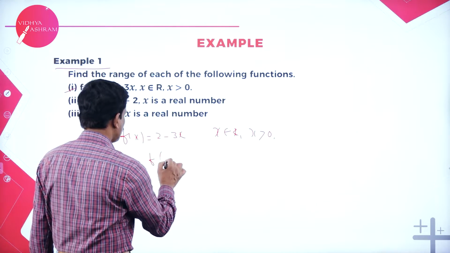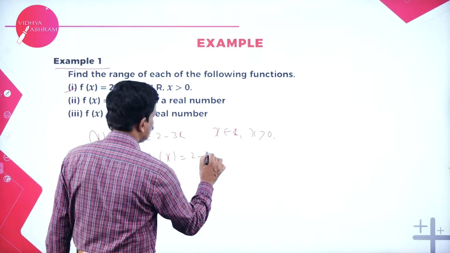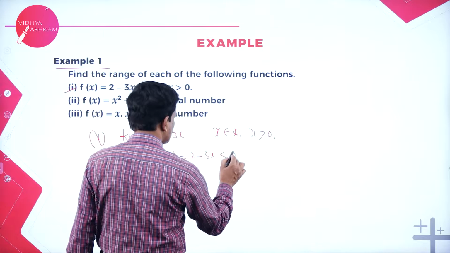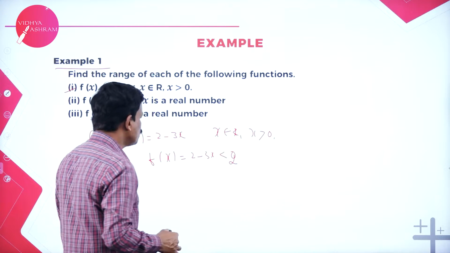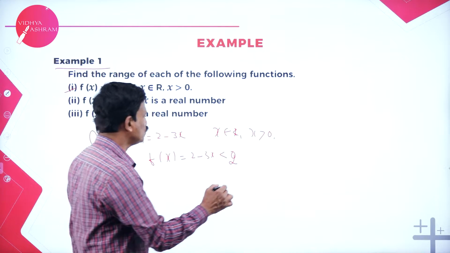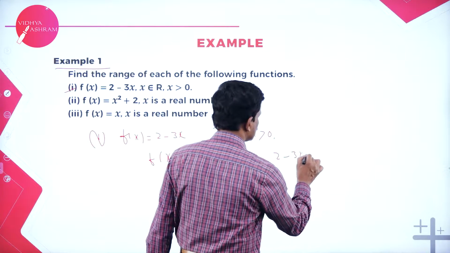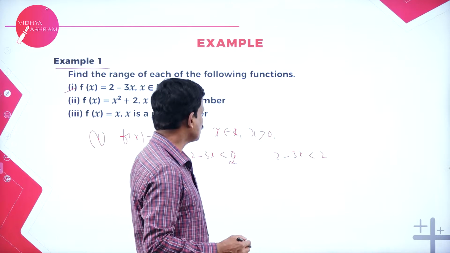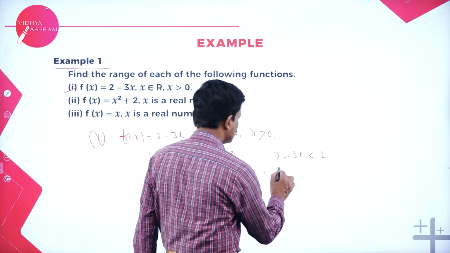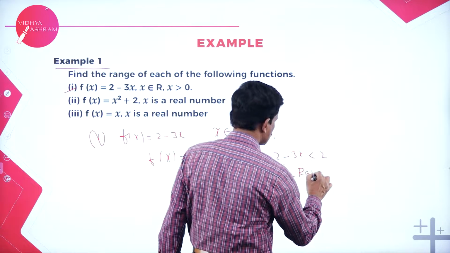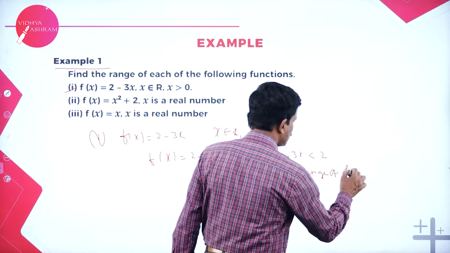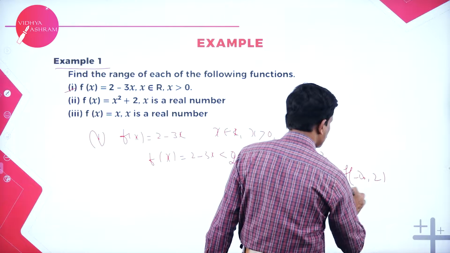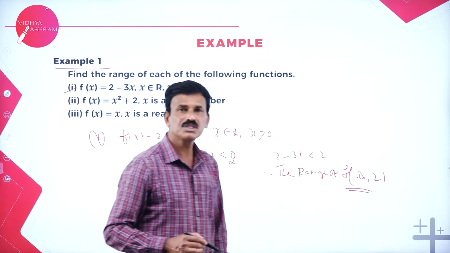Then this f of x is equal to 2 minus 3x, for x greater than 0, means this should be less than 2. 2 minus 3x is less than 2. Simplify this. So what is the answer you are going to get? The range. Therefore, the range of the function is minus infinity to 2.